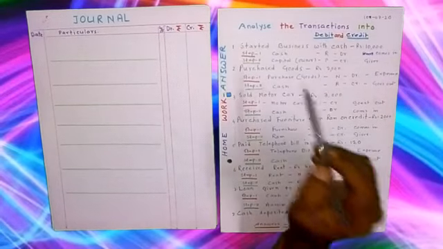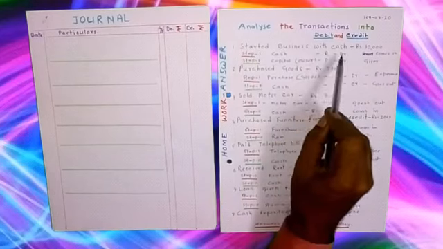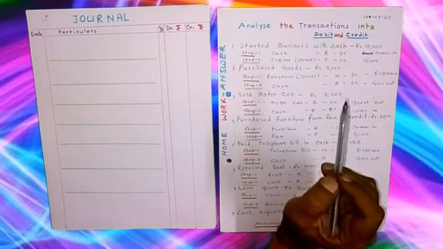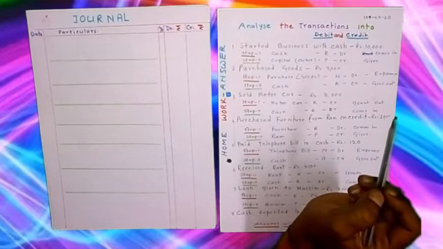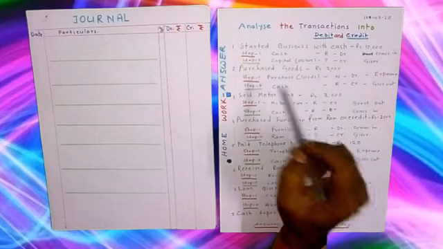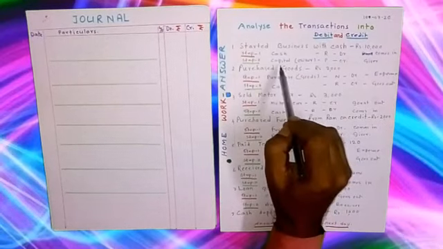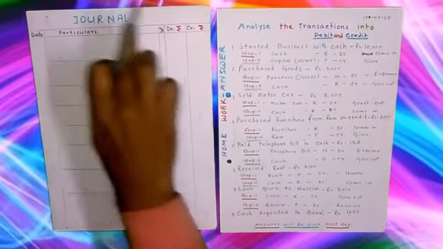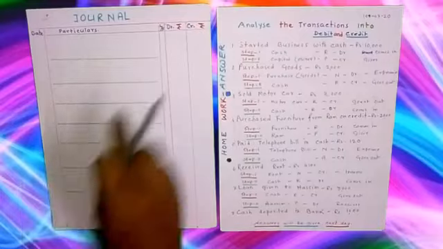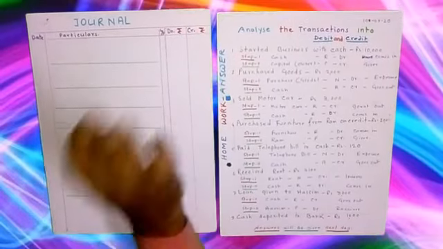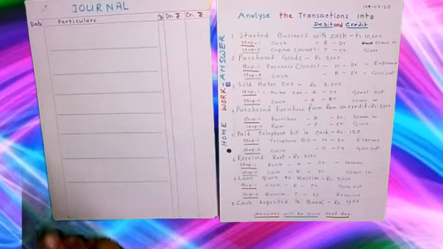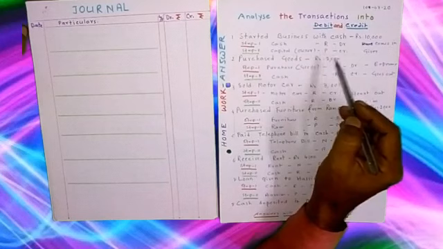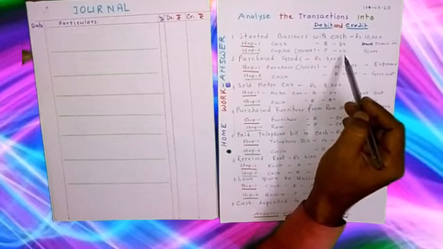You see, the first transaction was started business with cash 10,000. We have analyzed this as per step 1, step 2. I have already given you the rules of analysis, that is, the steps of analysis. Cash account debit, capital credit. In the journal, you see this is the format of the journal. Date column, debit column, credit column, and ledger below. On the top you write journal. First you see which is debit and which is credit. From the analysis you can see cash debit, capital credit.